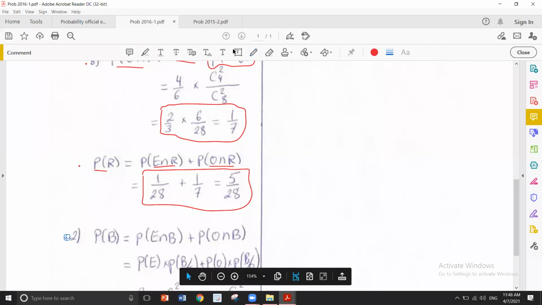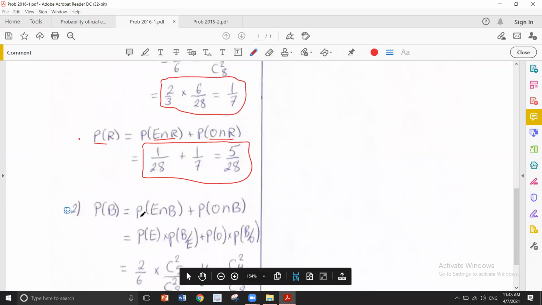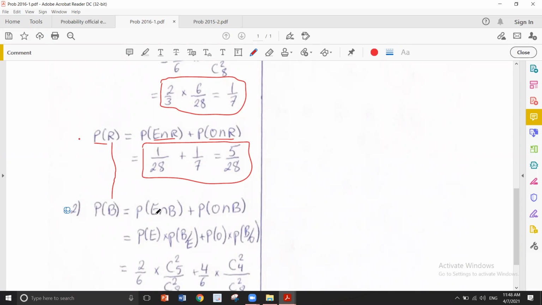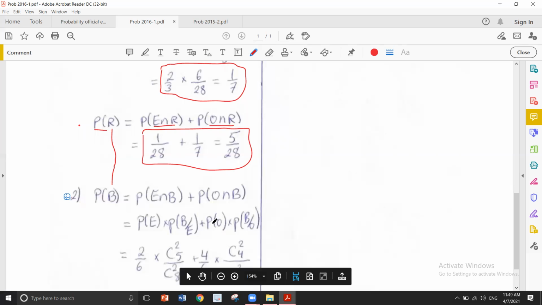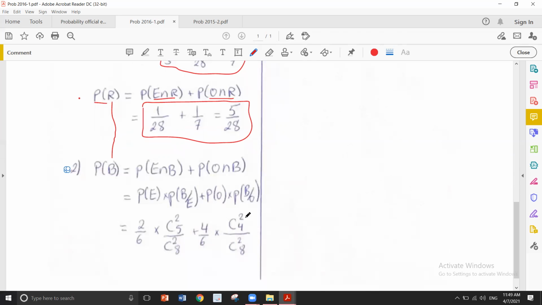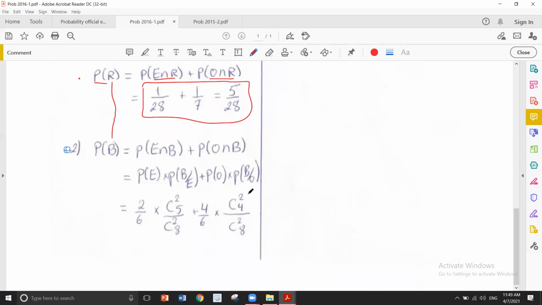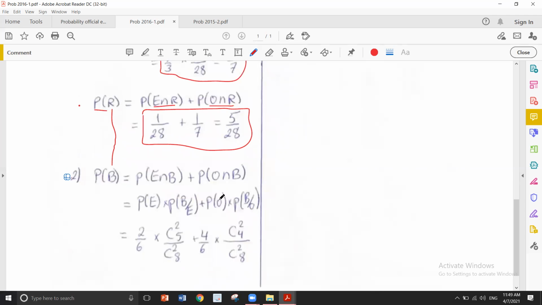So the probability of black equals the probability of E intersection B. Either it is even from the first urn V intersection black from U1, plus odd intersection B. It is the same here. Equal the probability of E times the probability of black given E, plus the probability of odd times the probability of black given odd. So the probability of even is 2/6.